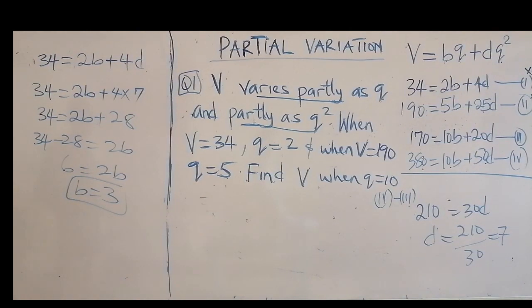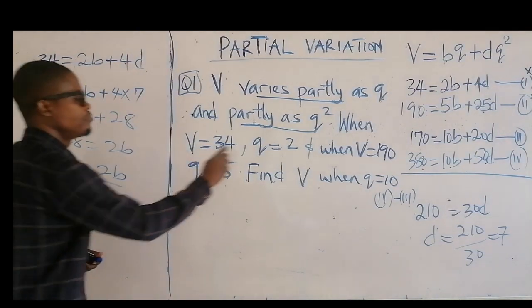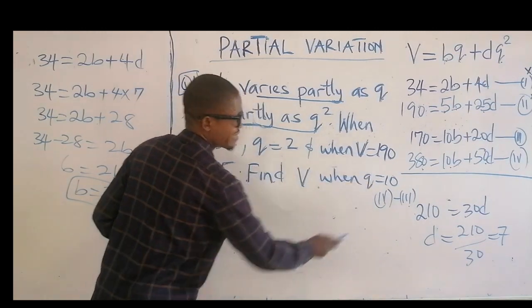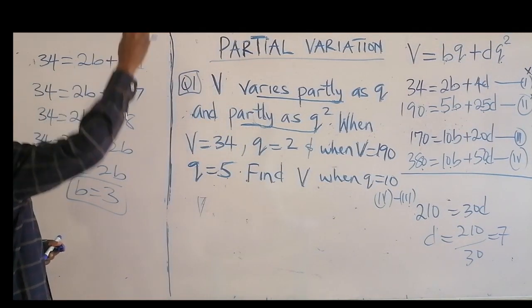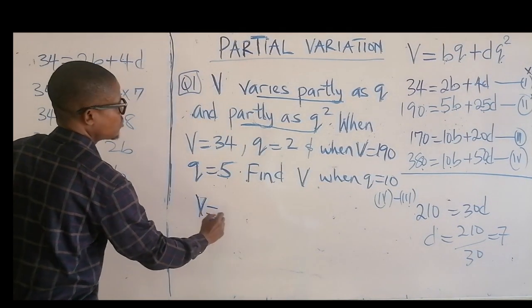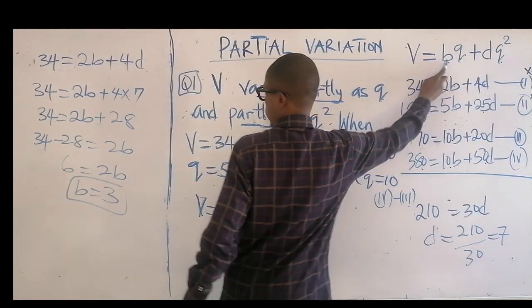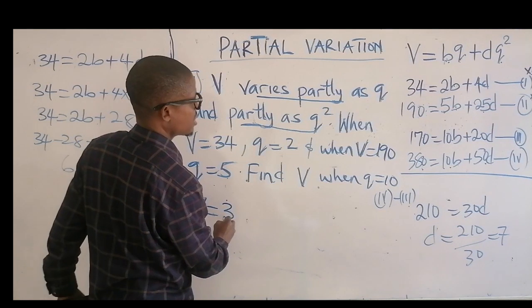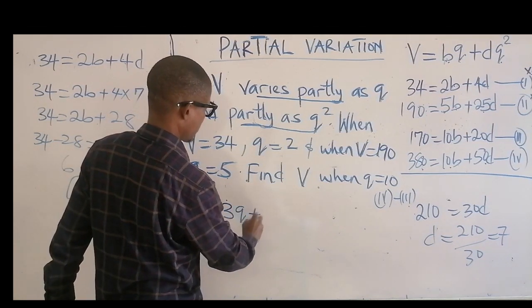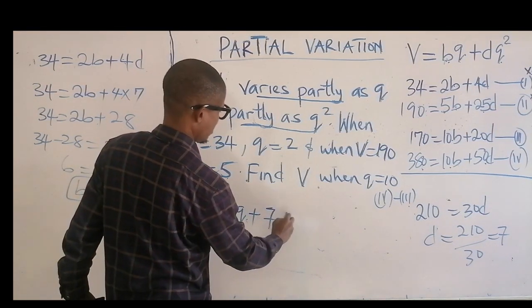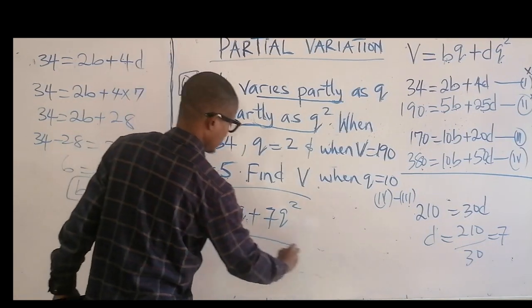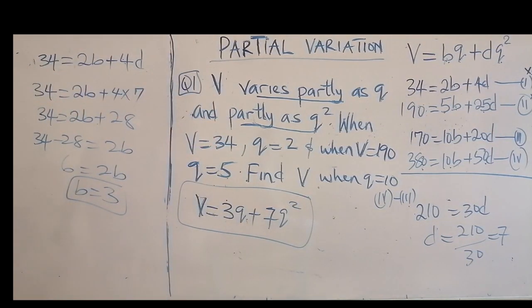Then the next thing to do, the question says we should find v when q is 10. Go back to your equation. V equal to b, and we have the value for b, b is 3. That will be 3q plus d, which is 7q squared. So that's the relationship that connects the formula together.